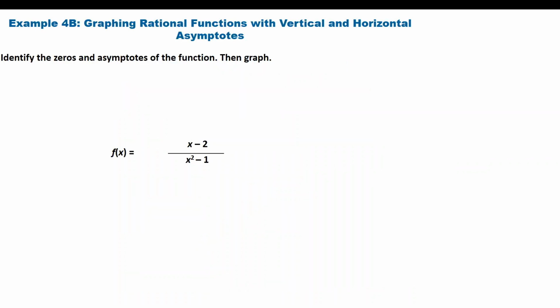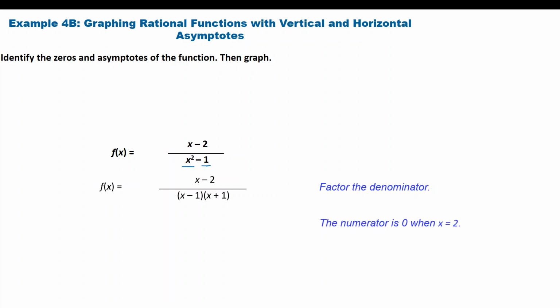Again, here's another example. Same thing, we're going to identify the zeros and asymptotes of the function. The very first thing we want to do is factor the denominator because the numerator's already been factored. I notice that this is the difference of two perfect squares. So that tells me that the factored form would be x minus 2 on the top and (x - 1) times (x + 1) in the denominator.